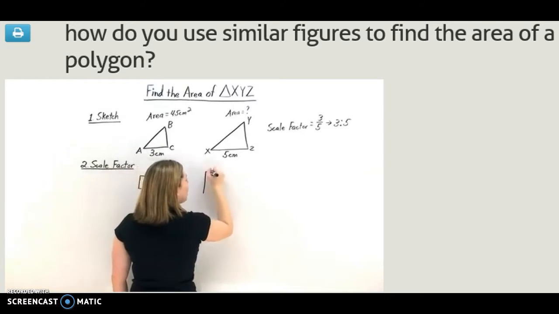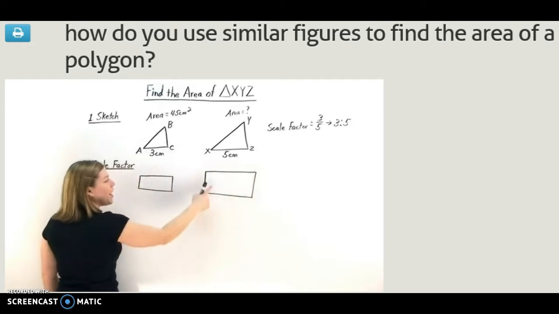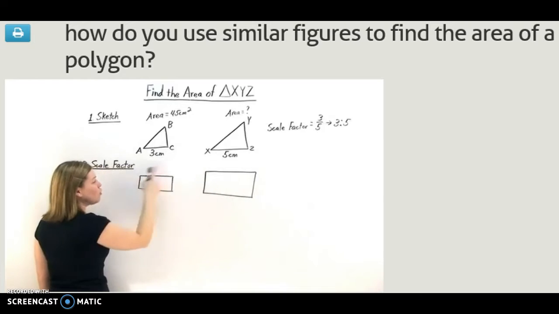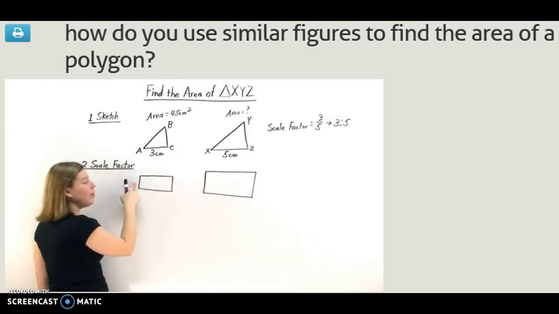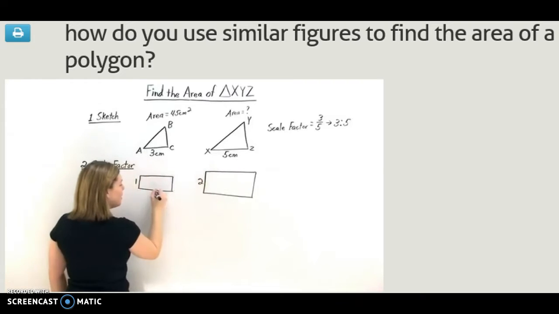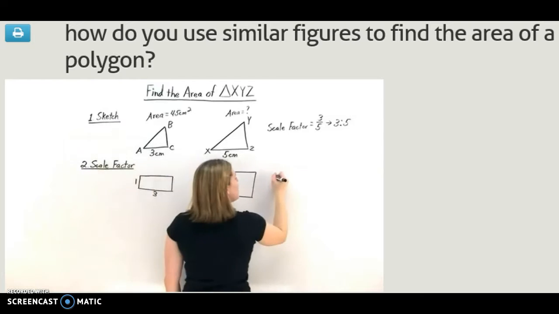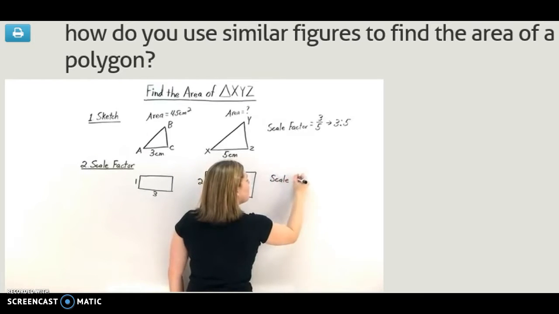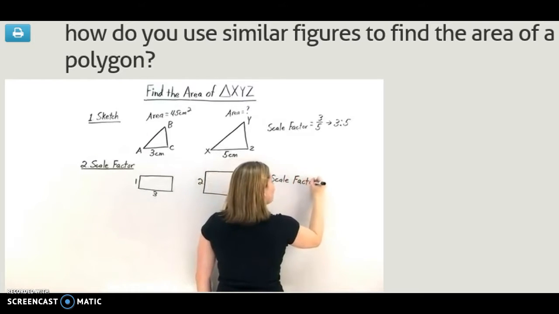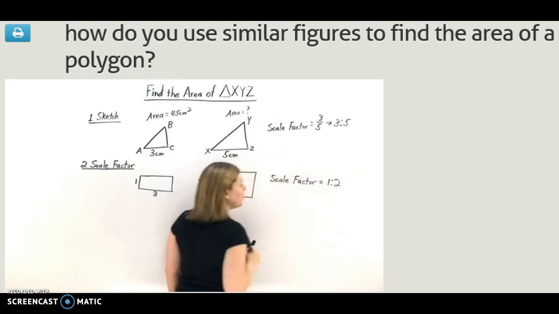Let's say that we have similar rectangles. And let's say that a length on this rectangle is twice the corresponding length on this rectangle. So if this width is 1, this width is 2. If this length is 3, this length is 6. So that means the scale factor is 1/2. Or we could write it as the ratio 1 to 2.